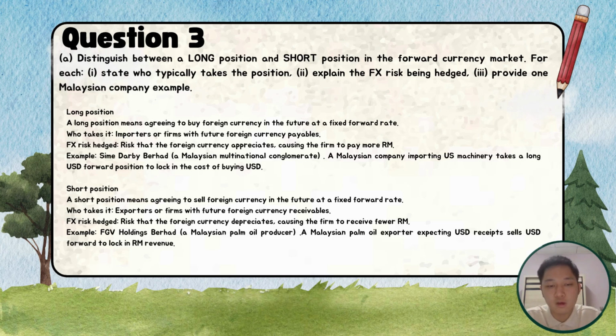On the other hand, a short position means agreeing to sell foreign currency in the future at a fixed forward rate. This is usually taken by exporters or firms with future foreign currency receivables. The risk they want to hedge is that the foreign currency may depreciate, causing them to receive fewer ringgit. For example, a Malaysian palm oil exporter expecting to receive US dollars in the future may sell USD forward. This allows the exporter to lock in ringgit revenue and reduce uncertainty, such as FGV Holdings Berhad.